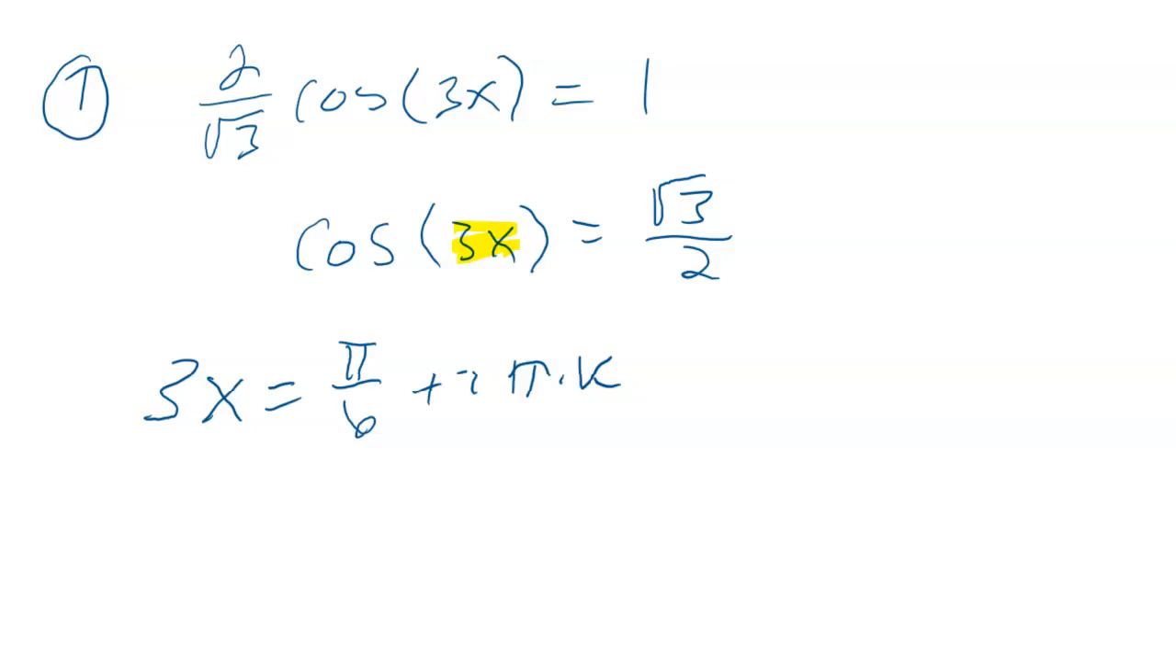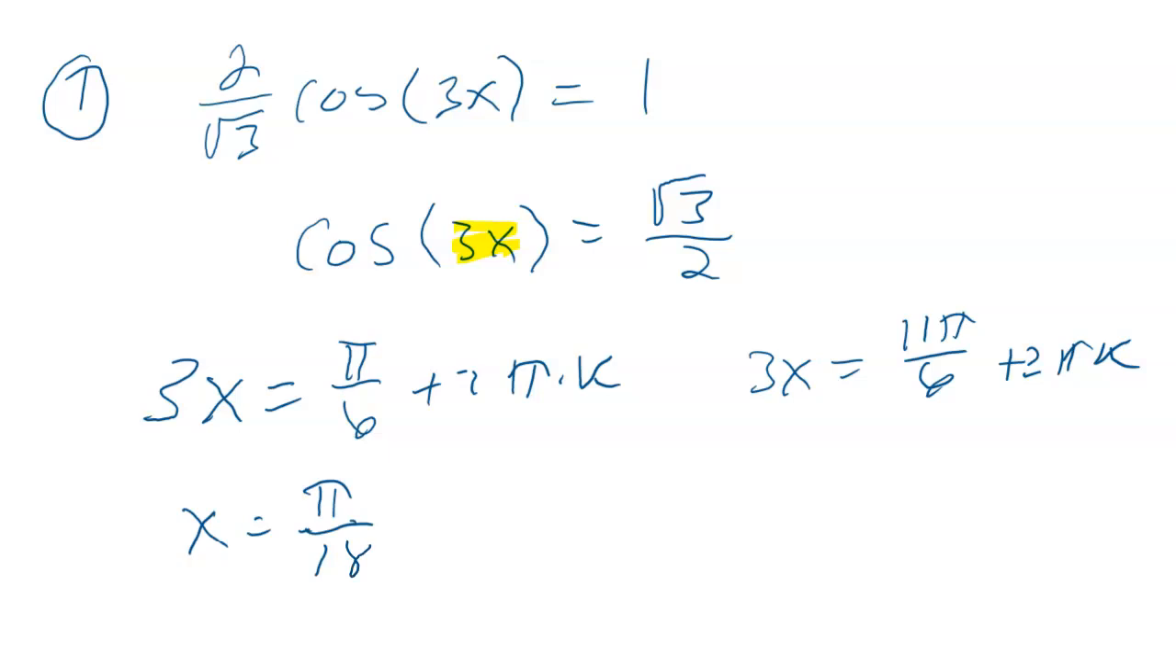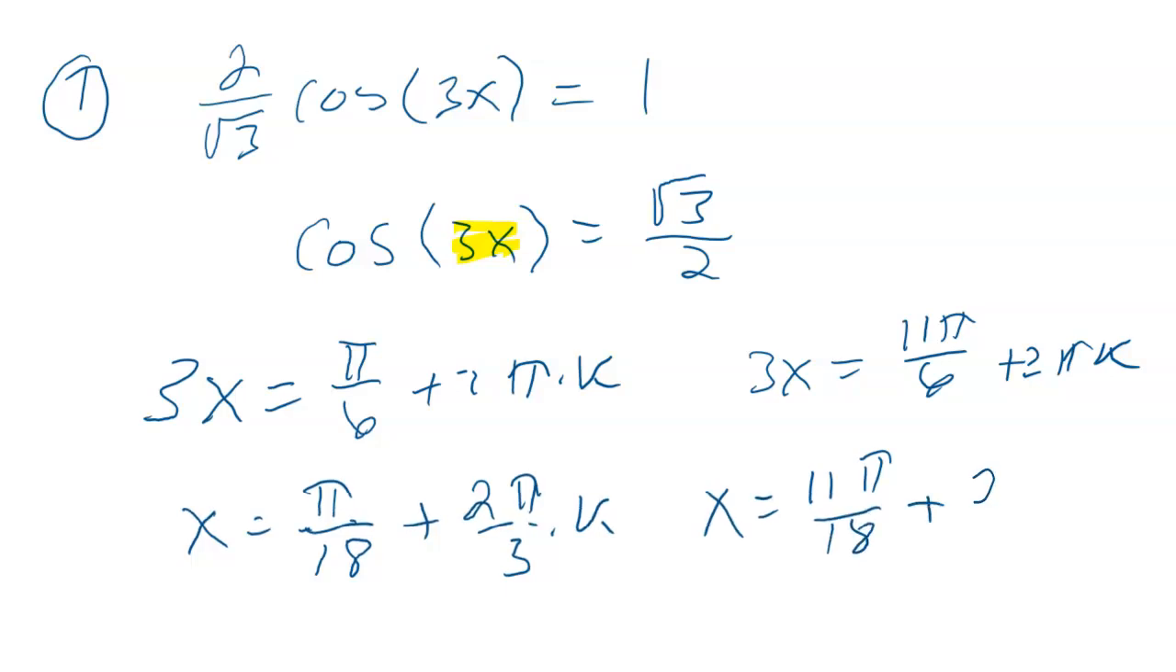And it's going to be also in the fourth quadrant. Cosine's positive in the fourth quadrant. So my pi over 6 in the fourth quadrant would be 3x is equal to 11 pi over 6 plus 2 pi k. Solving for x, I'll get x is equal to pi over 18. Again, we're going to divide both sides by 3. And 2 pi over 3 times k. x is equal to 11 pi over 18 plus 2 pi over 3 times k.